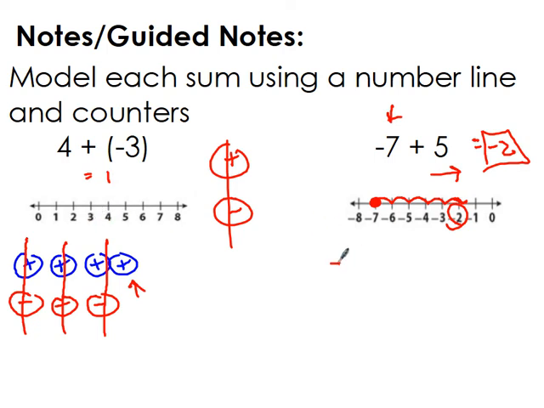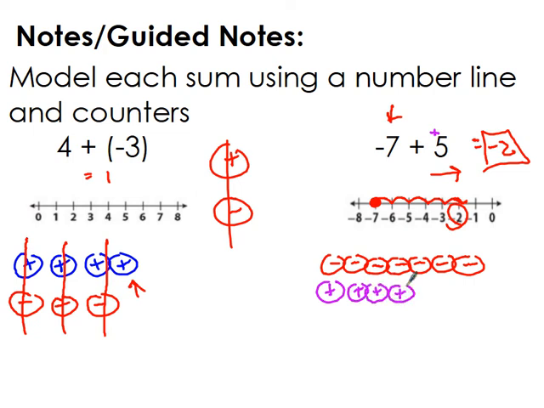Same thing here. If I have negative 7, so that's 7 negative chips, 4, 5, 6. So there's my negative 7. And then I'm adding 5 to that. So I'm adding a positive 5. So that would be 1, 2, 3, 4, 5. So I have negative 7 and I have positive 5.